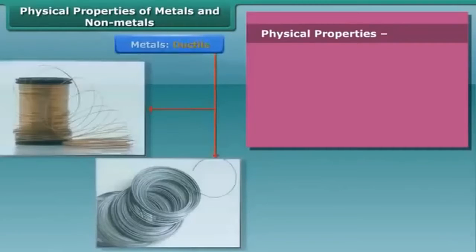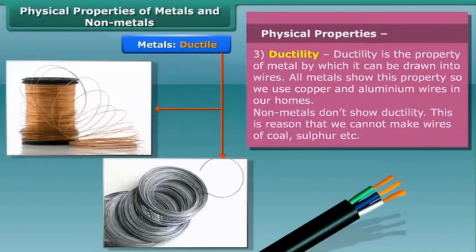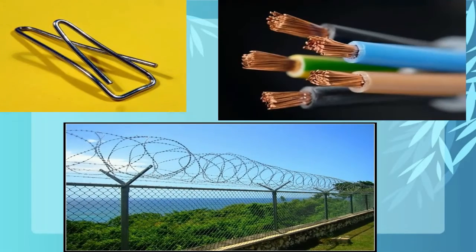Now here you can see that there are wires of metals given to you. A wire is always in a wire form. This is called ductility. So ductility is a property of metal by which it can be drawn into wires. All metals show this property, so you can use copper and aluminium wire in your home. These are a few examples of metals being molded into wires.